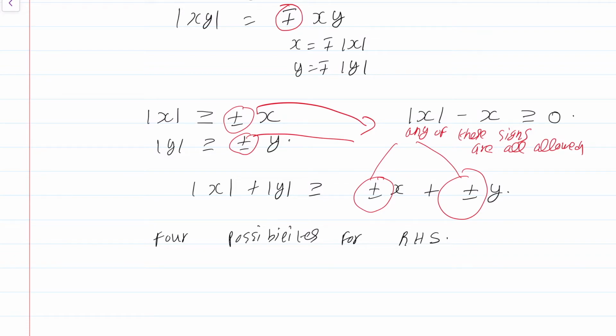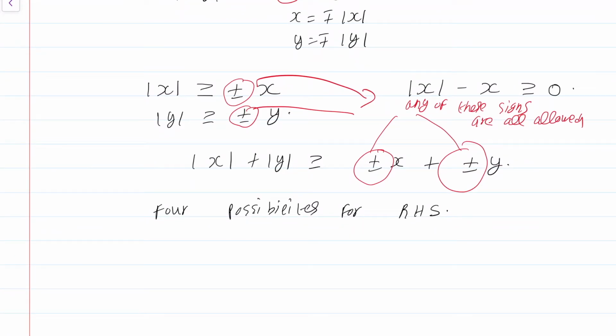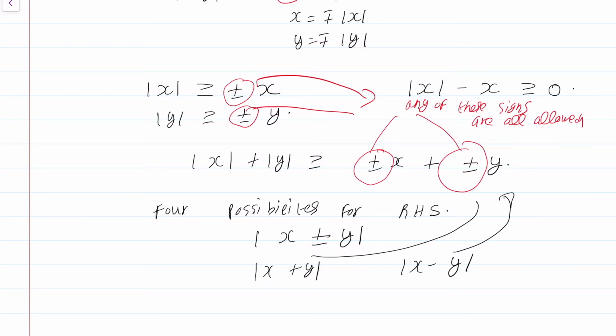Now observe that these quantities mod x plus or minus y, we want to show that mod x plus mod y is greater than or equal to mod of x plus y, and mod x plus mod y is greater than mod x minus mod y. Observe that these quantities, mod x plus y and mod x minus y, are 2 of the 4 possibilities here. 2 of the 4 possibilities.